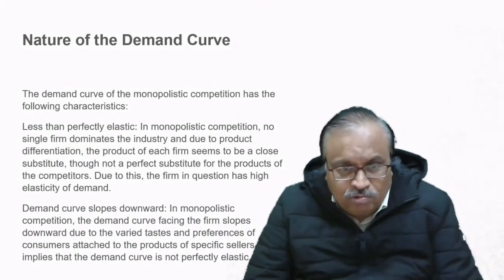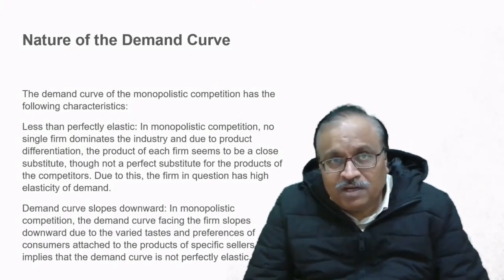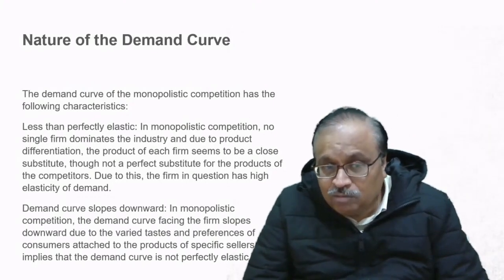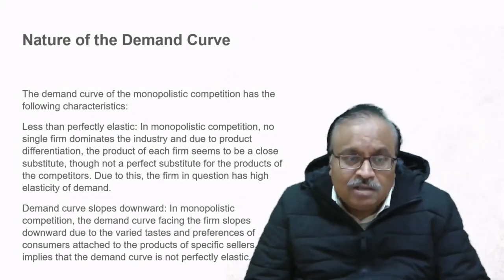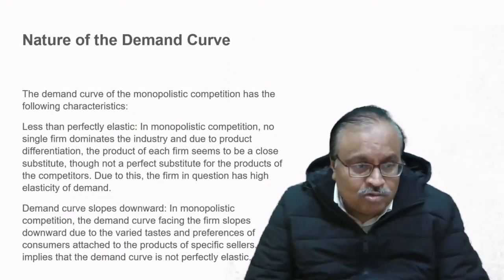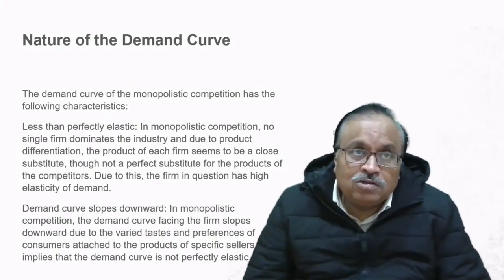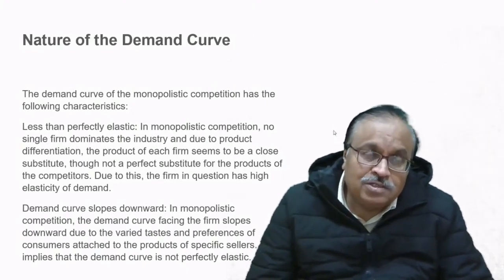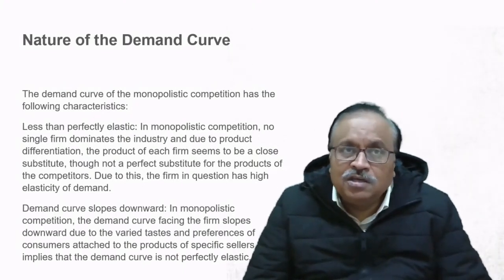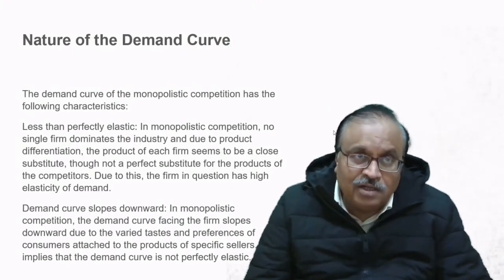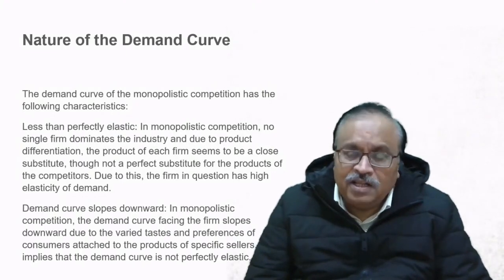The demand curve slopes downward. In perfect competition, the demand curve is horizontal. But in monopolistic competition, the demand curve goes down. Why? Because the demand curve facing the firm slopes downward due to the varied tastes and preferences of consumers. So reducing the price means increasing the demand for the product. And this implies that the demand curve is not perfectly elastic.